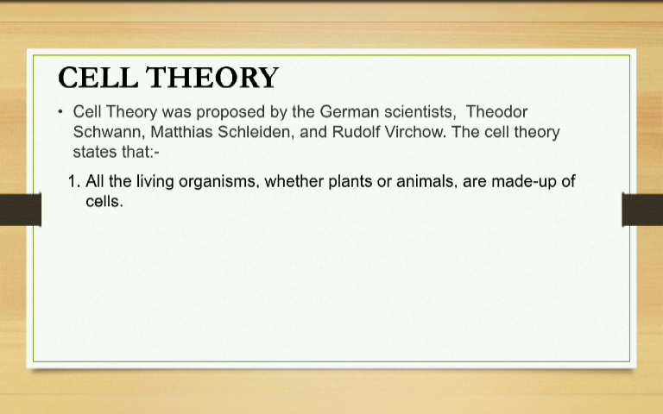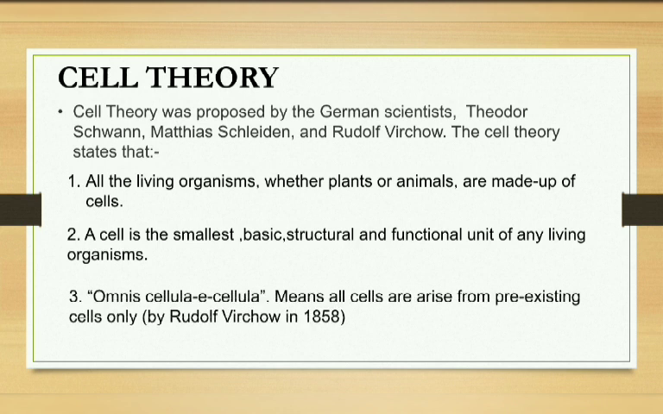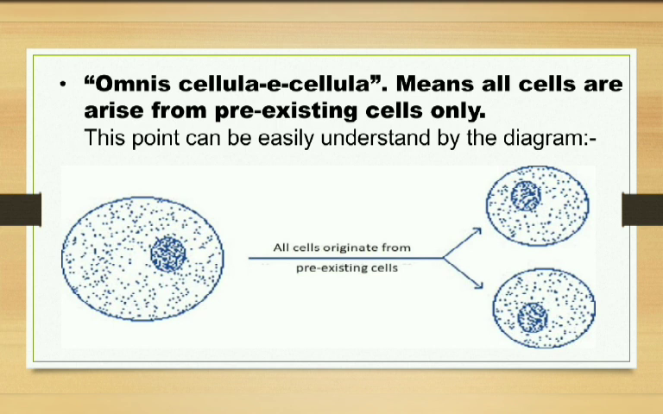All living organisms, whether plant or animal, are made up of cells, whether unicellular or multicellular. Next one is the simple definition of the cell: cell is the basic structural and functional unit of any living organism. The third and most important point, given by Rudolf Virchow, is omnis cellula e cellula, meaning each and every cell arises from a pre-existing cell. You can see in this diagram that one cell splits into two cells. In this way, two cells originate.